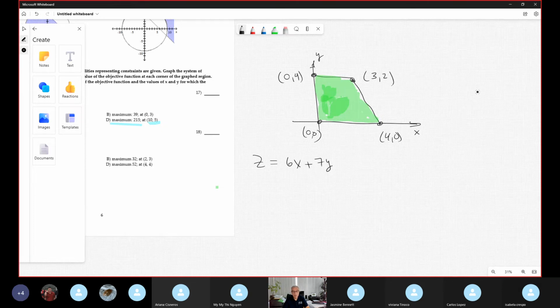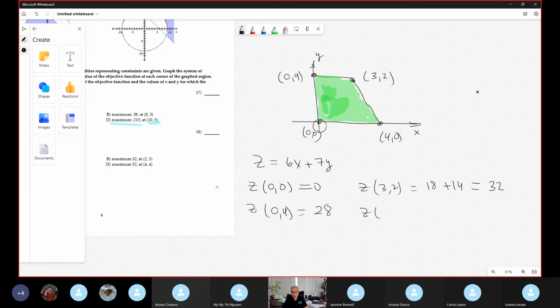And you plug it in. And 0,0 is obviously 0. And 0,4: 0 times 6 is 0, 7 times 4 is 28. Evaluate in 3,2: 3 times 6 is 18, plus 2 times 7 is 14, and this is 32.